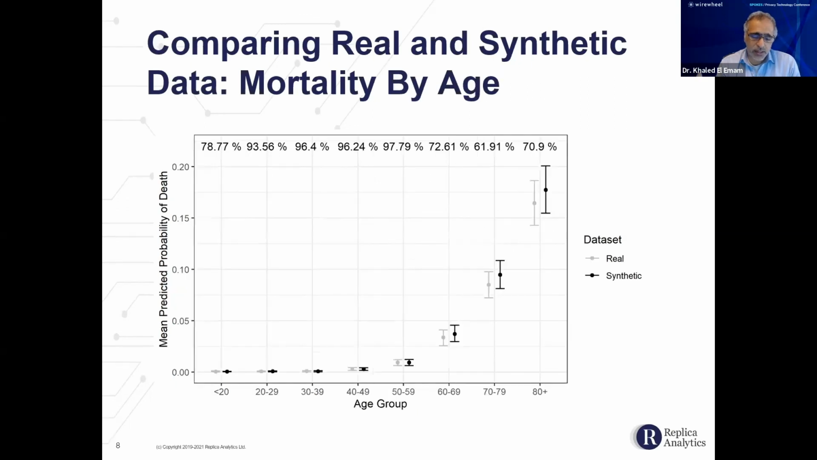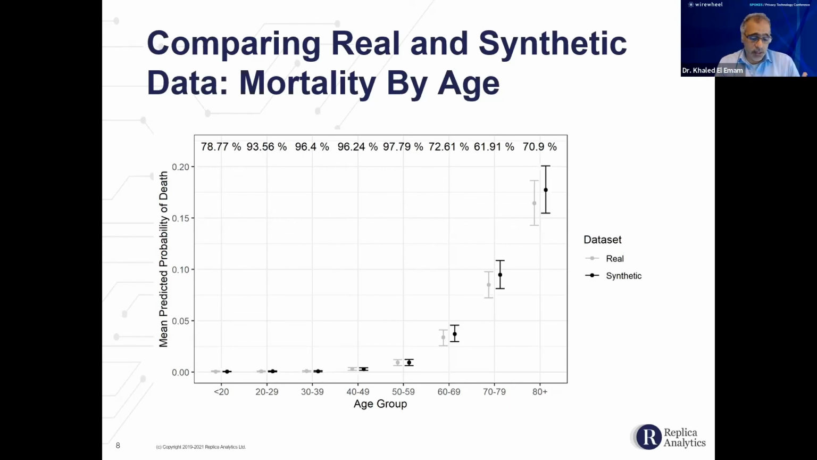And here's another analysis from the same data set. We looked at mortality by age group, again factoring out all the other confounders. And we can see strong concordance between real and synthetic data sets in terms of the estimated mortality and the 95% confidence interval. The numbers at the top are the confidence interval overlaps, so how much these two confidence intervals overlap each other for each one of the age groups. And again, they're not exactly the same, because that would be a problem if they were, but there's high concordance.